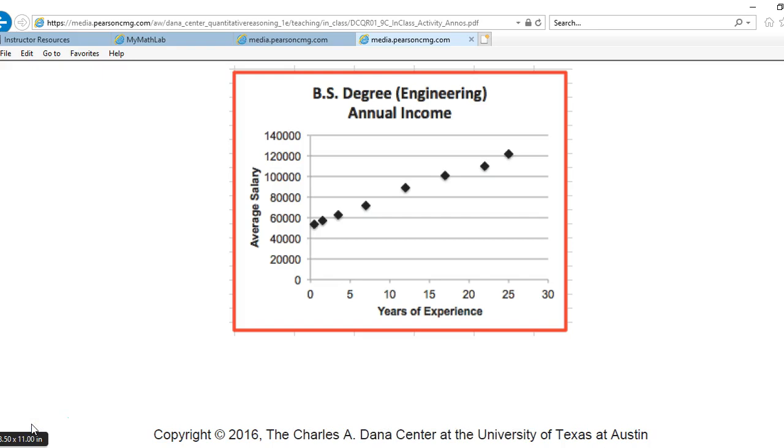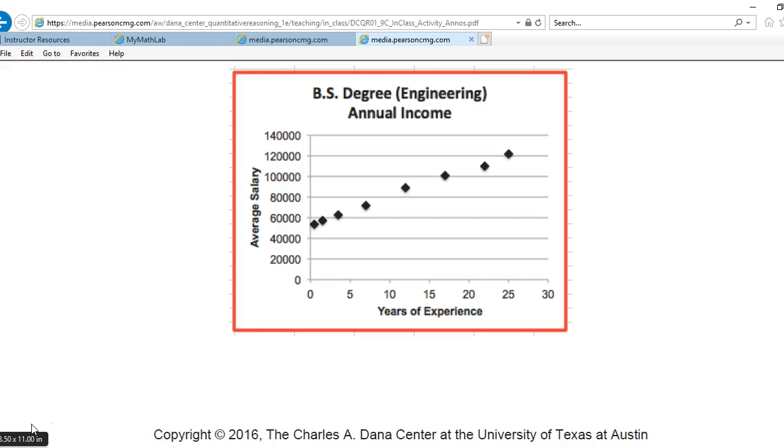So here's a pre-made scatter plot which has years of experience on the horizontal and average salary on the vertical. They ask us to examine the scatter plot and determine the correlation. Would you describe the relationship as positive or negative? Look back at how we defined this a while ago. As the years of experience are going up or getting higher, the average salary is also getting higher. So yes, positive. And there appears to be a high correlation between the two variables.